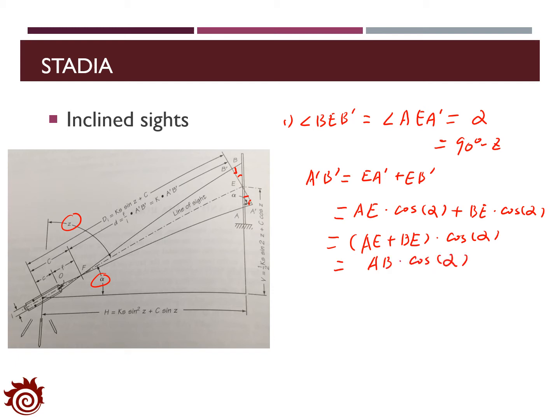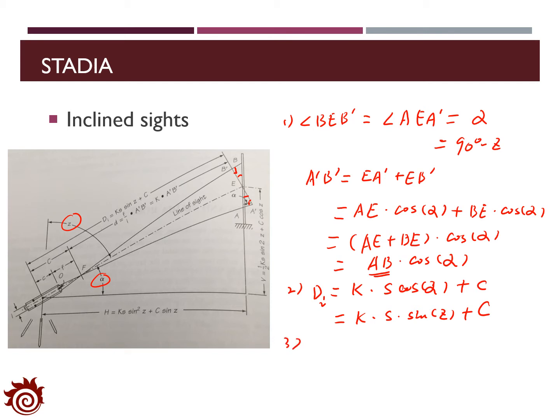So with that one, we can find that the sloping distance, capital D, equals k times s, that's the value of AB, times cosine alpha, plus c. And it's also the same as k times s times sine z plus c. And then we can derive the horizontal and vertical distances.